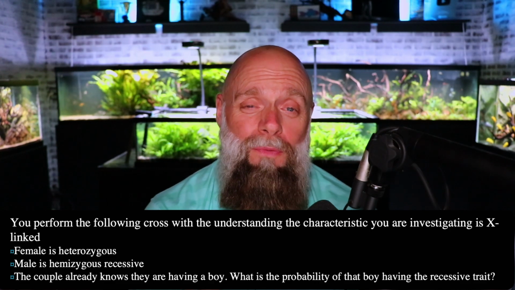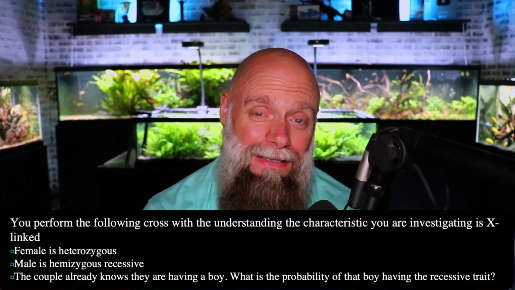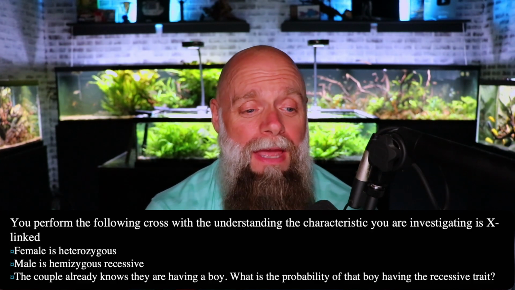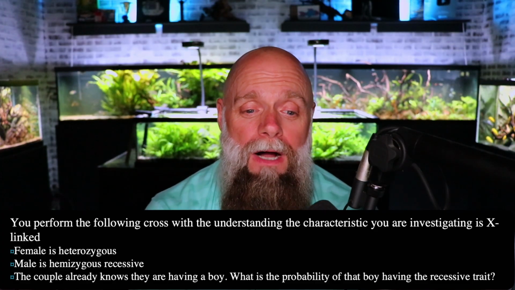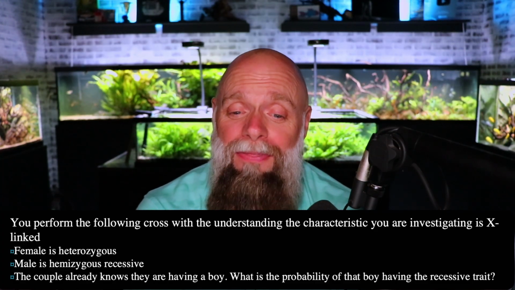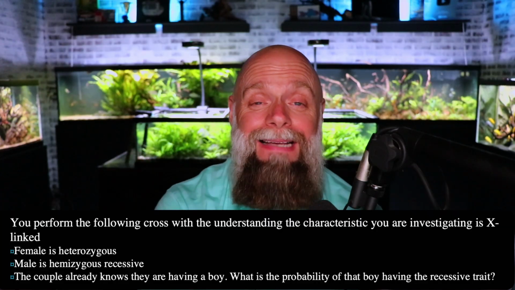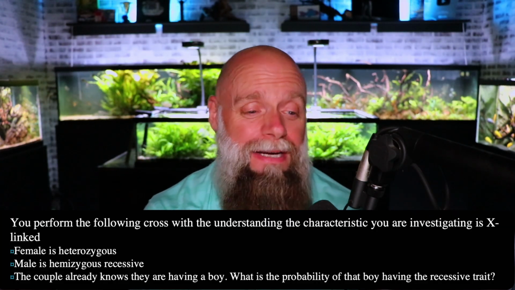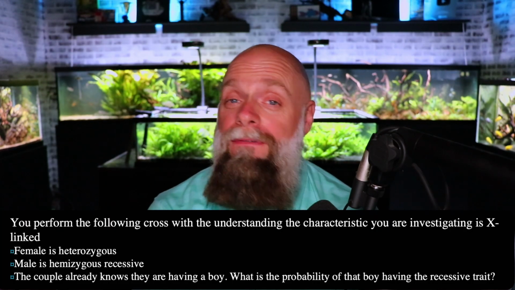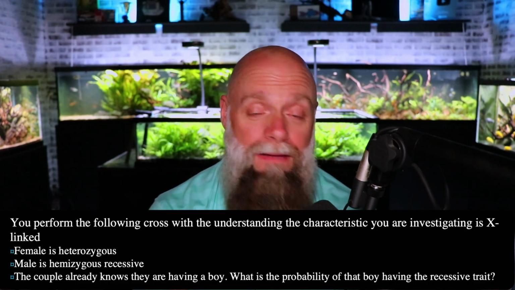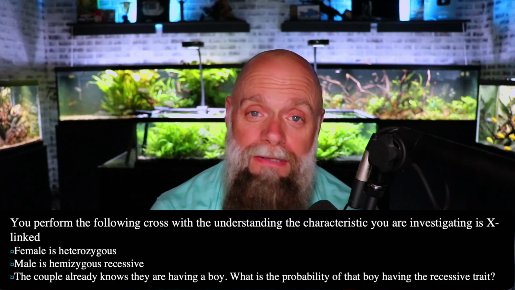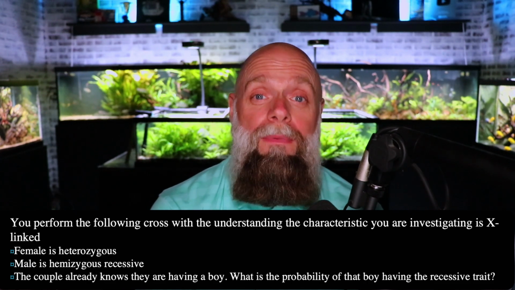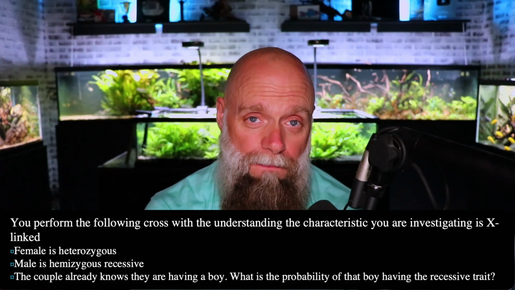All right, so this is a really good example of an X-linked problem that you might see. And we're going to take this to the whiteboard in a couple of minutes here. But you see here, you perform the following cross with the understanding that the characteristic you are investigating is X-linked. And again, we're going to be setting this up because it's a little bit of a different setup. Female is heterozygous. Now females, because they have 2 Xs, can be homozygous dominant, heterozygous, or homozygous recessive, just like we saw with the monohybrid crosses when we looked at punnett squares in a previous video.